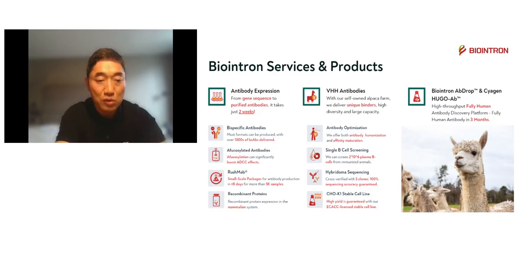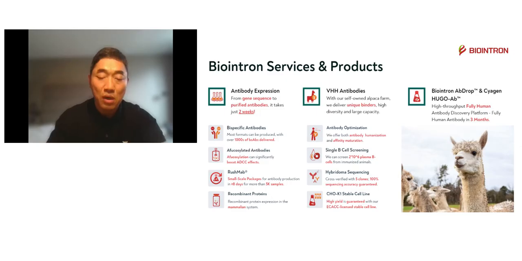As to antibody discovery, we have just talked a lot about single B cell screening with mouse, rabbit, and transgenic mouse from our partner Cygen. We are also very good at VHH antibody discovery. We have our own farms with hundreds of animals for our customers to raise VHH antibodies.